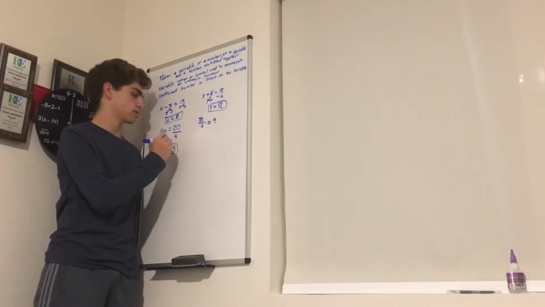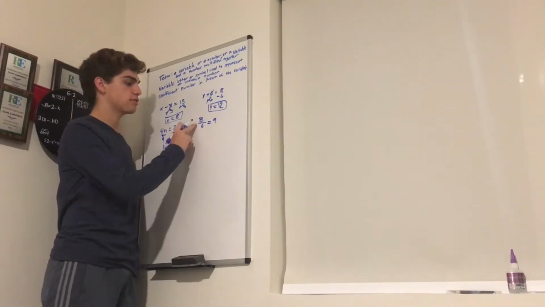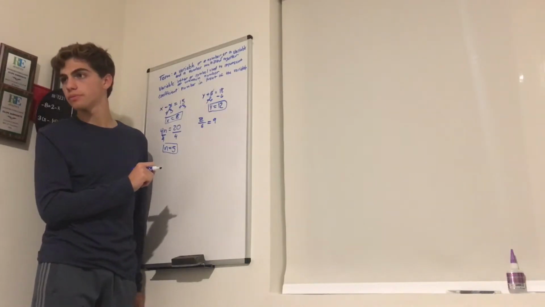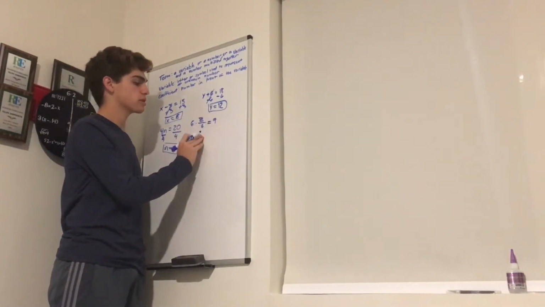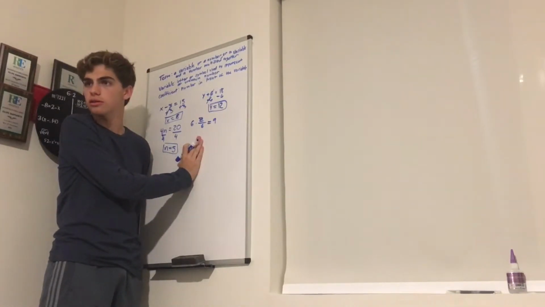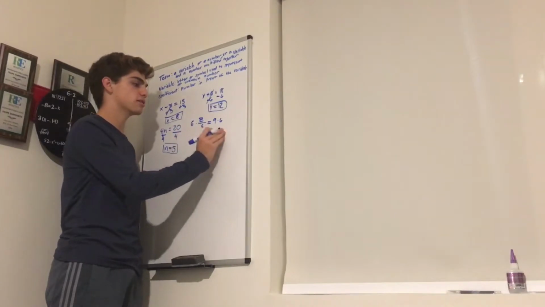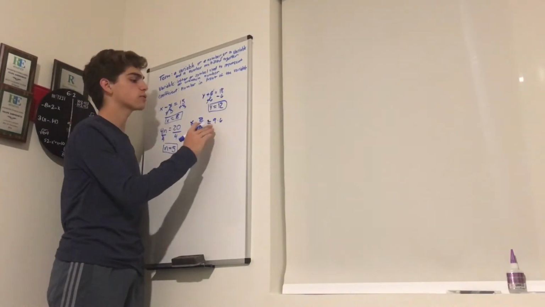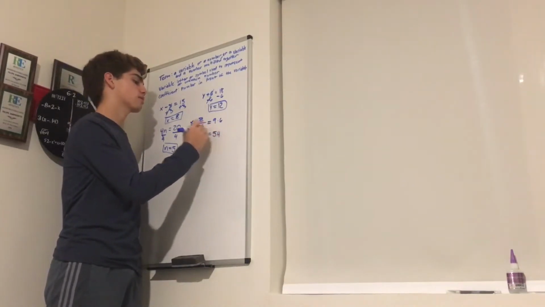Here, we have z over 6, z divided by 6 equals 9. To isolate z, you multiply by 6 on both sides. Always do what you do to one side to the other. So here, these 6's cancel. You're left with z equals, what's 9 times 6? 54. Good job.